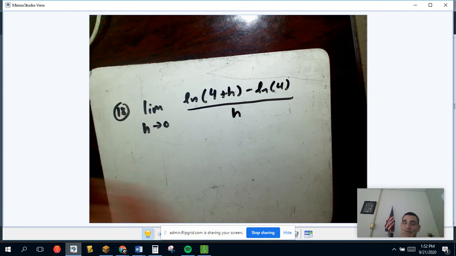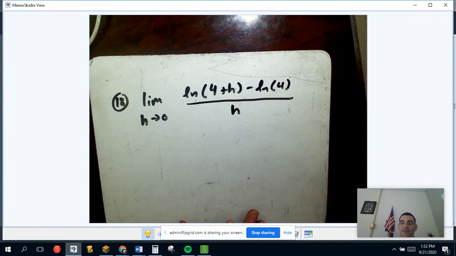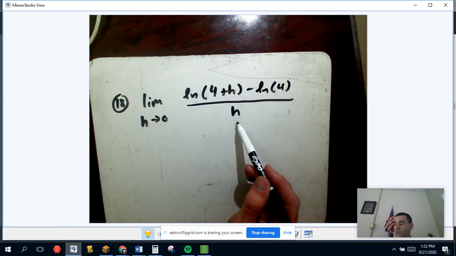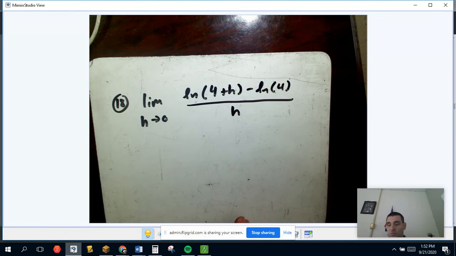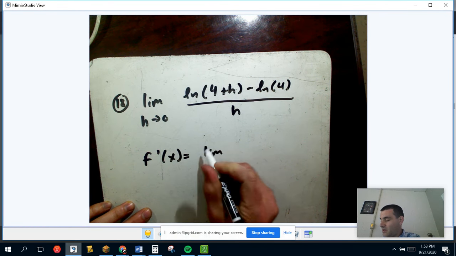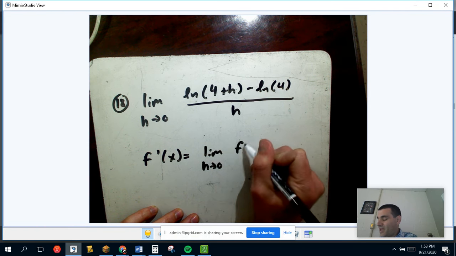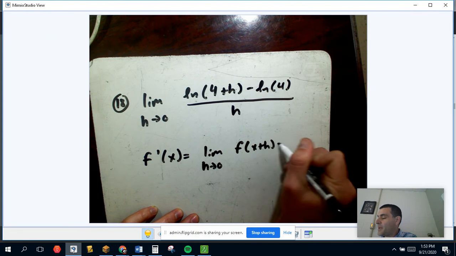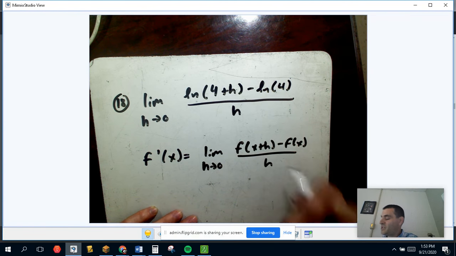Now if you simply plug 0 in there, you're going to get an indeterminate form. This will be natural log of 4 minus natural log of 4, which is 0. 0 over 0 is indeterminate. Indeterminate form, remember, tells you nothing. It doesn't tell you it's 0, undefined, or 1. It's just useless. This is essentially the definition of the derivative. f prime of x by definition is the limit as h approaches 0 of f of x plus h minus f of x, divided by h.